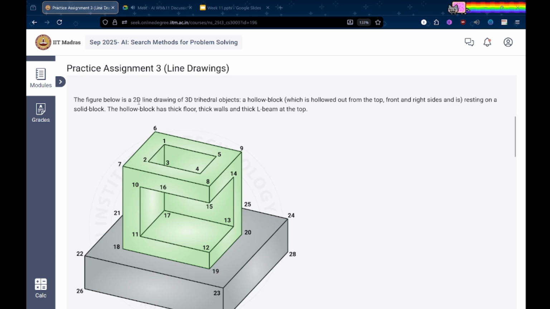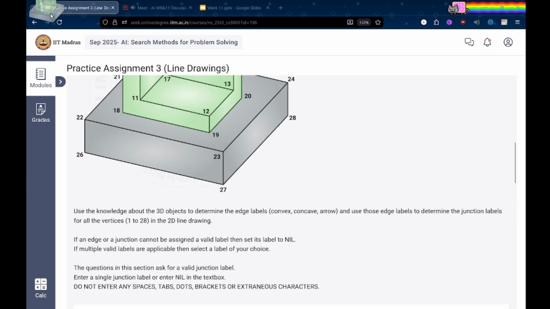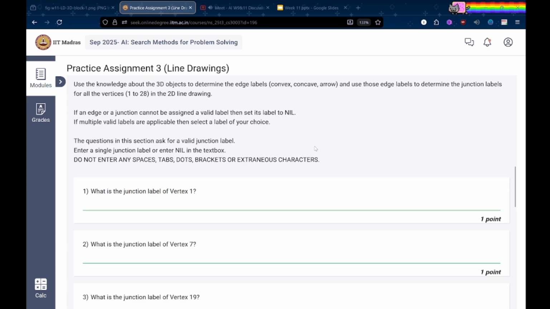The figure below is a 2D line drawing of 3D trihedral objects. A hollow block which is hollowed out from the top, front and right sides and is resting on a solid block. Use the knowledge about 3D objects to determine the edge labels and use those edge labels to determine the junction labels for all vertices in the 2D drawing. If an edge or a junction cannot be assigned a valid label, its label is nil. If multiple valid labels are applicable, then select a label of your choice.